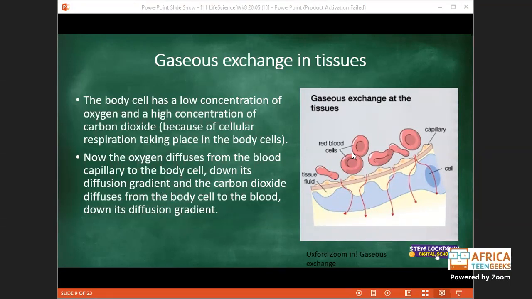So here in this picture, we have an example of the gaseous exchange at the tissues. We have our red blood cells here. Then we have our tissue fluid, okay, and we have our cell. So what is coming in is the oxygen. All right, we have oxygen, which is coming into our body cell, and then the carbon dioxide will basically also diffuse out of the cell into the red blood cells or into the blood capillary, right?